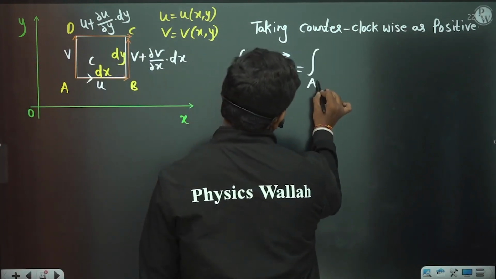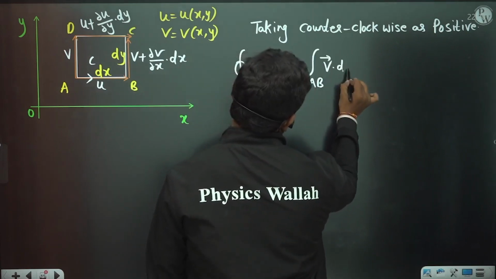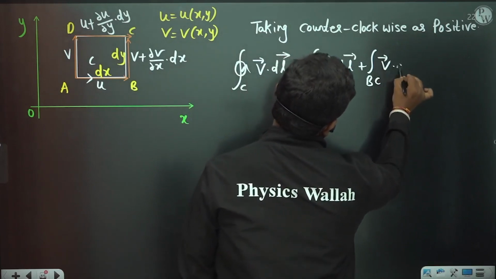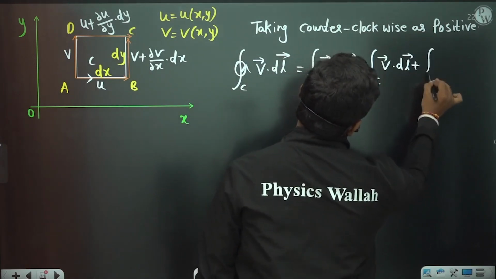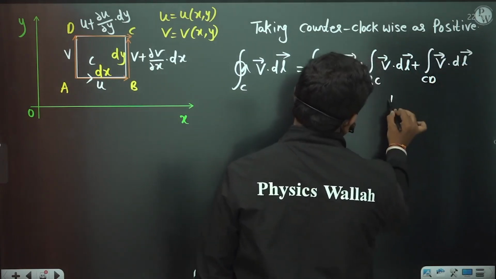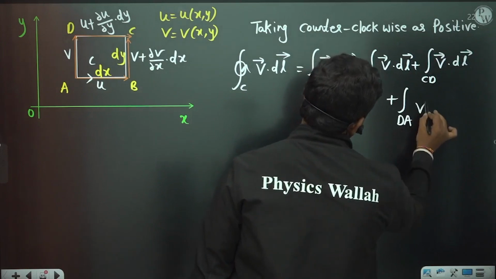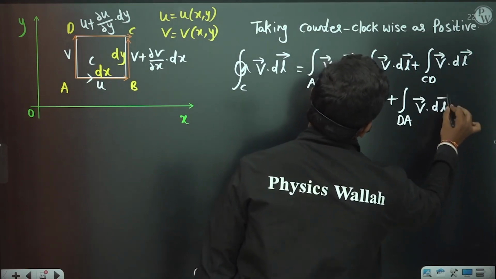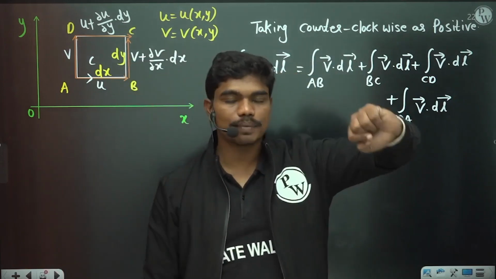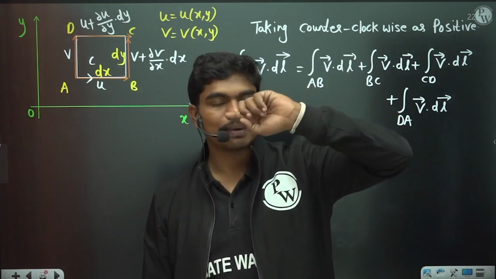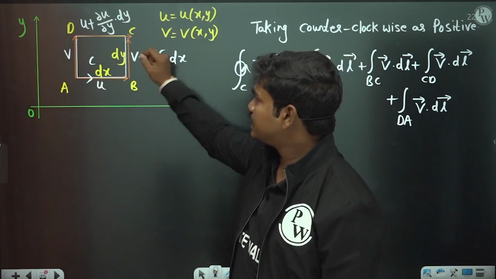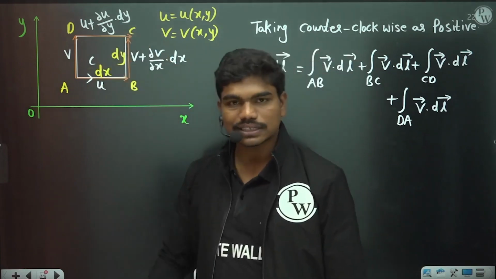Integral AB v bar dot dl bar plus integral BC v bar dot dl bar plus integral CD v bar dot dl bar plus integral DA v bar dot dl bar, okay? So this is what you have. Normally if you want to evaluate this integration over the complete closed path, rather than doing it at a single go, we have split this into 4 parts, AB, BC, CD and DA, okay? So that's how we have taken this.